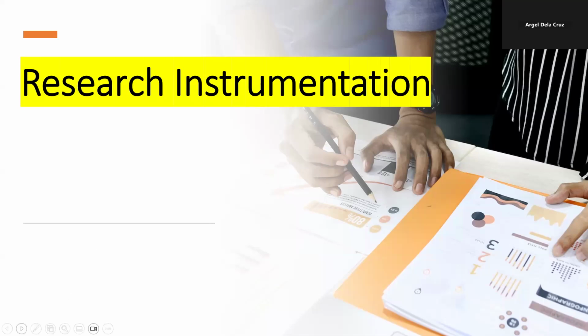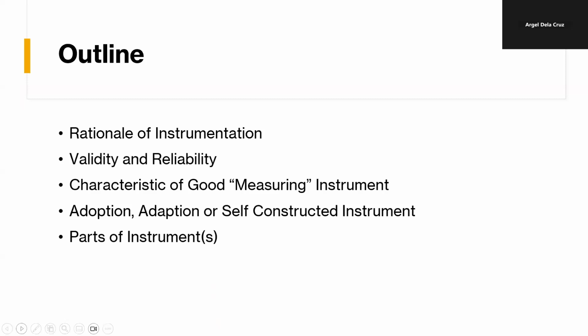So for this topic, we're going to discuss the following: the purpose or rationale of instrumentation, the validity, reliability, the characteristics of a good measuring instrument or research instrument for short, and adoption, adaptation, and or self-constructed instrument. So basically, you have three options. Either you adapt, or self-made, or create your own, and the different parts of the instrument or survey or checklist.